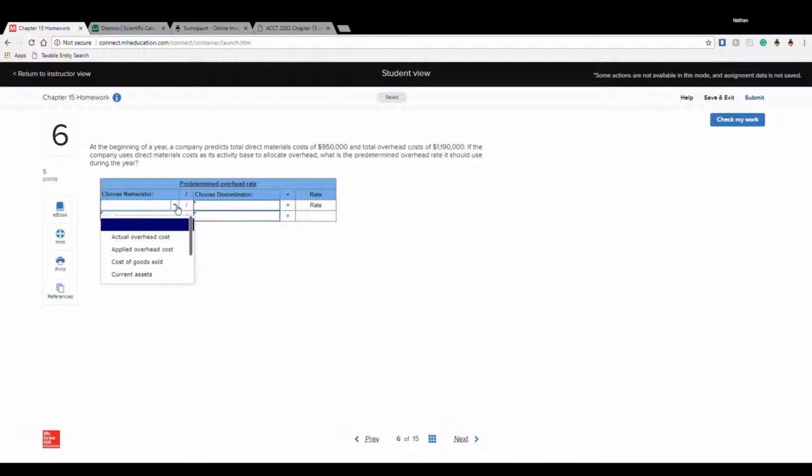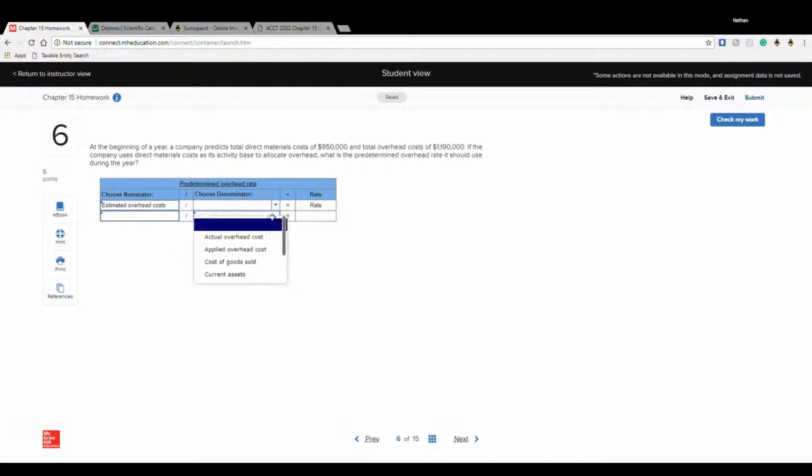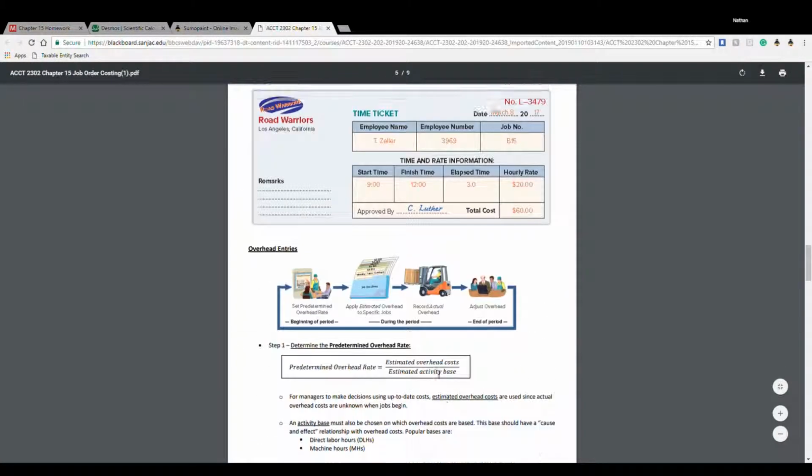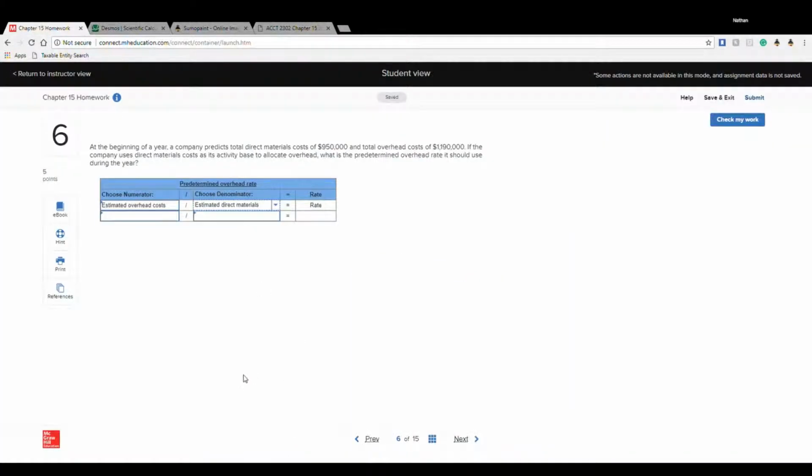So with this one, notice that it's a little bit different, but it's still estimated overhead cost. The denominator is going to be my direct materials, because that's my activity base. So we're still using the same formula right here. Or you can go back to question 4, which went over it. Now, it's already given us all of our information. We just fill it in.